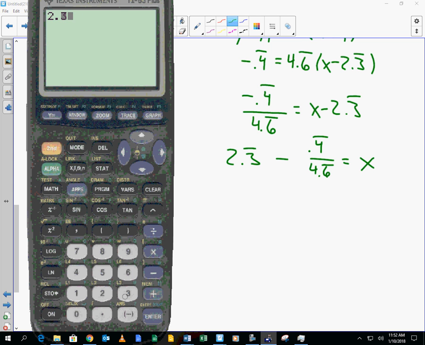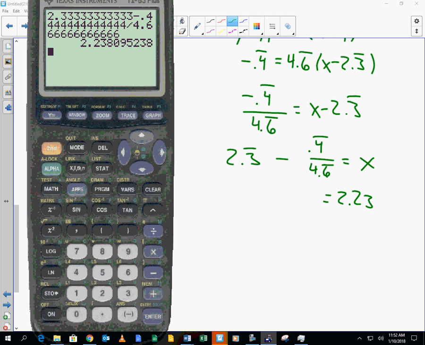I got 2.3 repeating minus 0.4 repeating divided by 4.6 repeating. And you can see you get 2.238095. Now, again, Newton could write these in a rational form or as a fraction instead of a decimal like that. But let's see how close he is now. 2.238095. If he squares that, what does he want to come up with? Yeah, if he did it once more, we would agree that it would be ridiculously close, right?